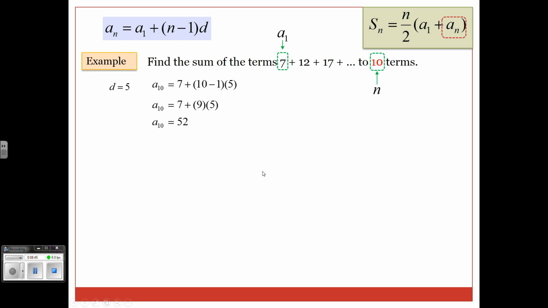Okay, so now that we know a sub 10, that's the number that's going to go in this slot. That's the last term. We can plug in 7 here, and we can plug in 10 up there. So we plug everything in, we work it out, and we get our answer. And that's it. Okay, so now I'm going to have you do a problem.